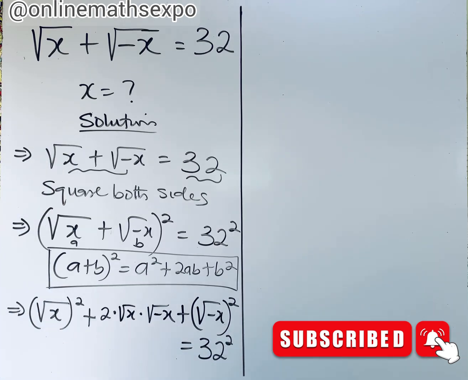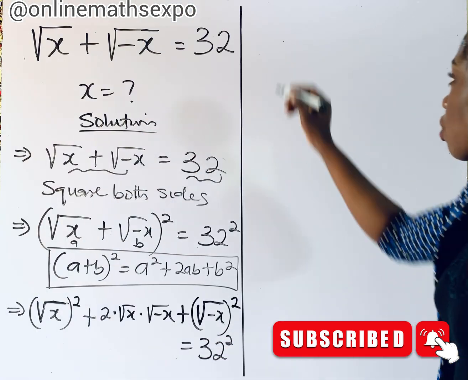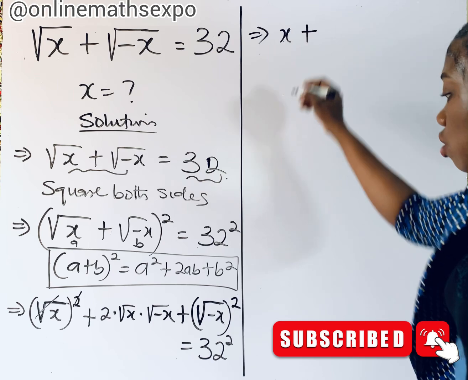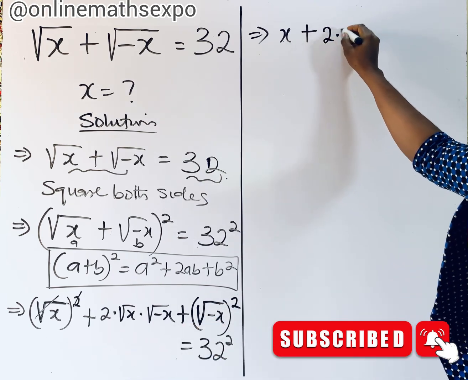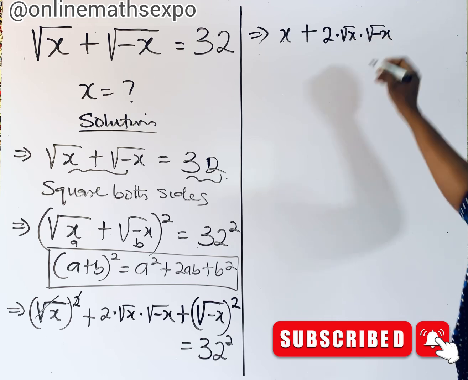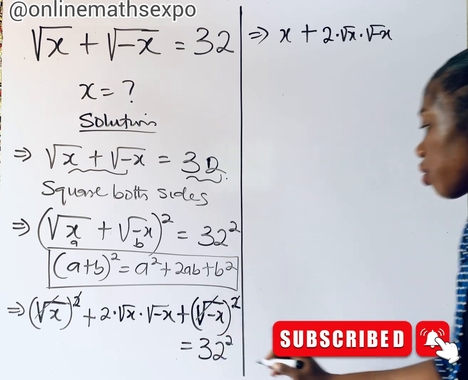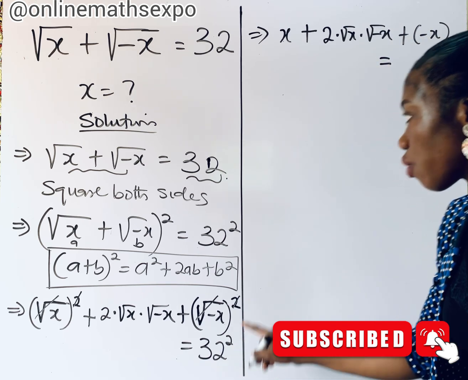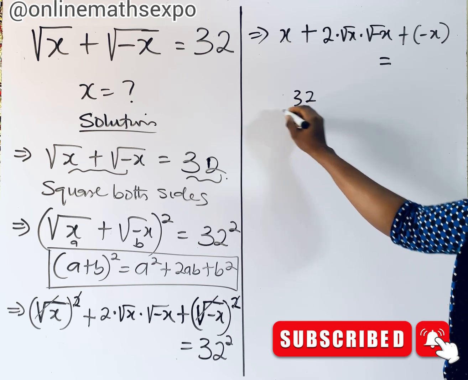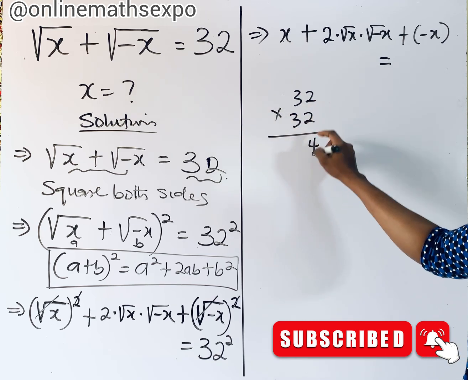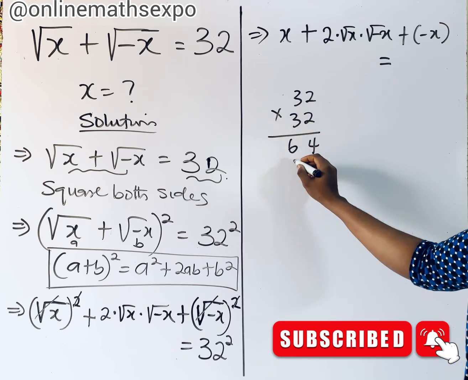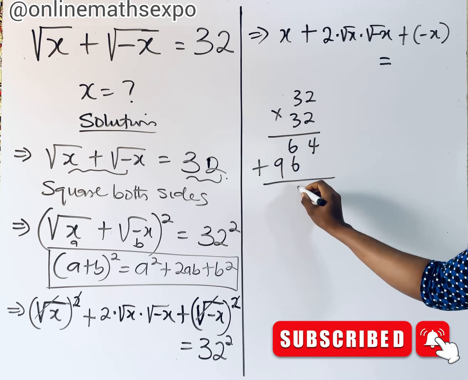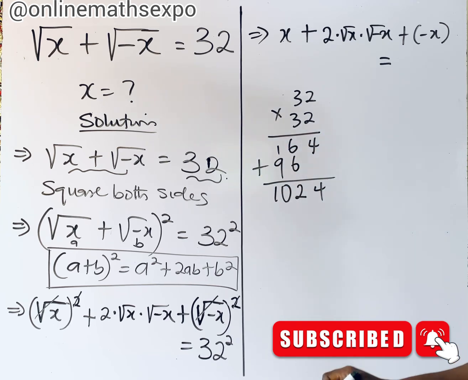So simplifying this again, this square, we cancel the square root, so we have x plus 2 multiplied by root x multiplied by root of negative x. Then this square, we cancel the square root, so we have plus negative x is equal to 32 squared, which is 32 multiplied 2 times. So let's multiply. 2 times 4 gives us 8, 2 times 3 is 6, 3 times 2 is 6, 3 times 3 is 9. So add it up, we have 4, this is 12, take 1, we have 10.